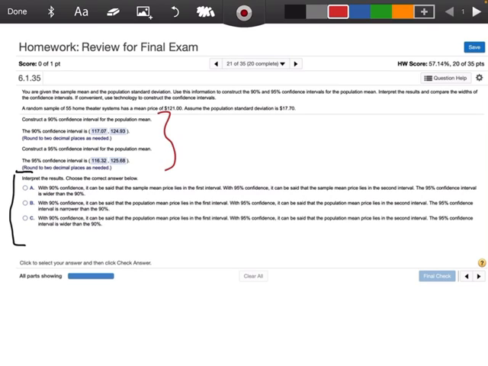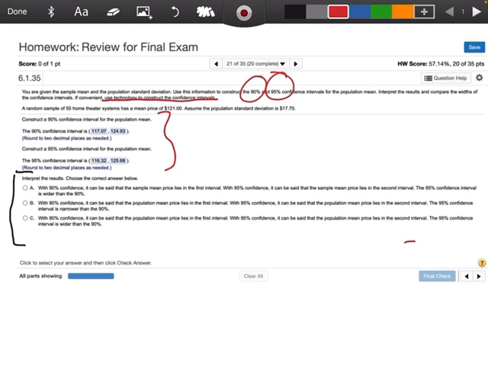So it says you're given the sample mean and population standard deviation. Use this information to construct both 90% and 95% confidence intervals for the population mean. Interpret the results and compare the widths of the confidence intervals. And it says, if convenient, use technology to construct the confidence intervals. So guys, I'm actually going to use my calculator app to do these problems here.